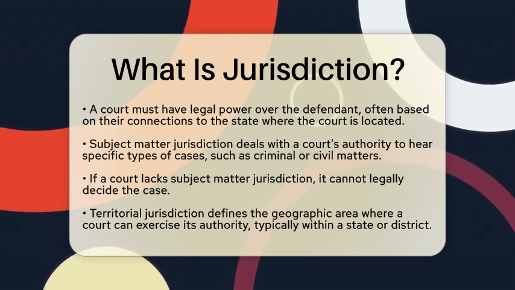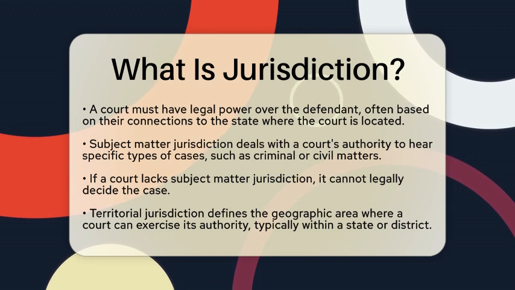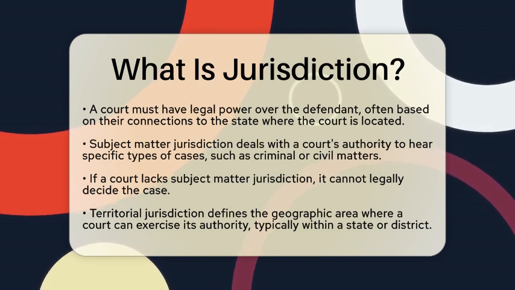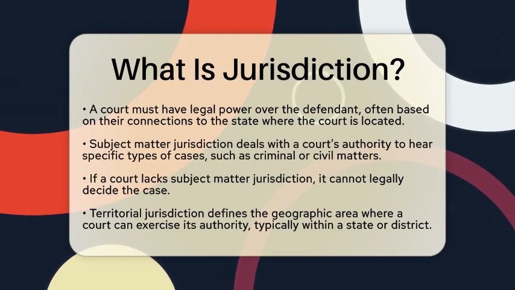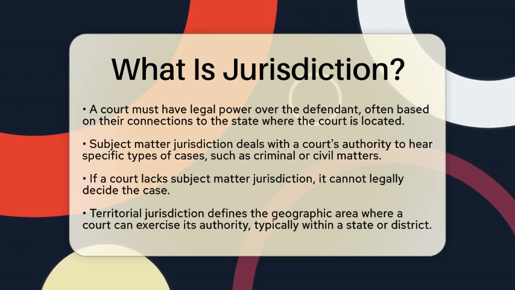The third component is territorial jurisdiction. This defines the geographic area where a court can exercise its authority. Generally, courts have jurisdiction within the boundaries of a state, district, or country.